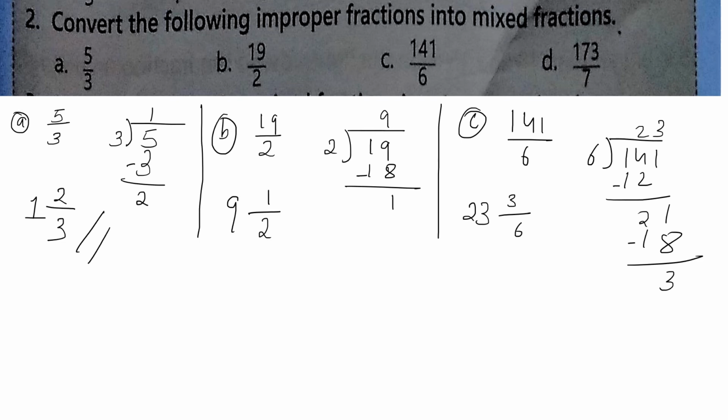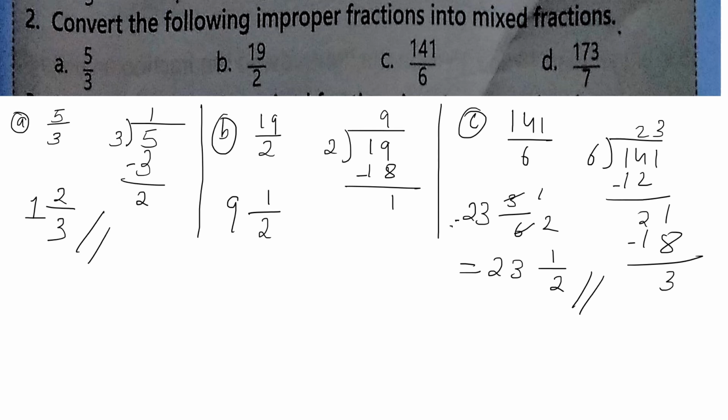Now I forgot to reduce all these. So here we cannot reduce. Here also we cannot reduce. But here we can reduce. So I'll reduce here in the fraction part. 3 1s are 3, 3 2s are 6. So the new answer will be 23 whole 1 by 2. I'm reducing here because we can reduce this number and make it to the simplest form. Got it?